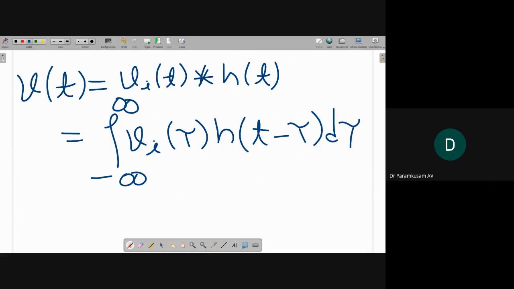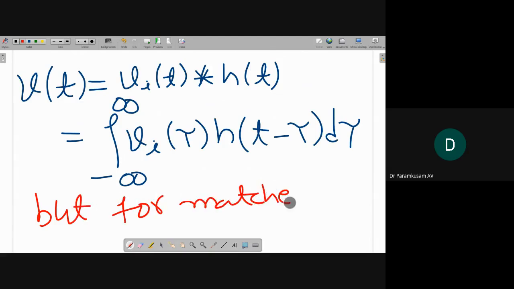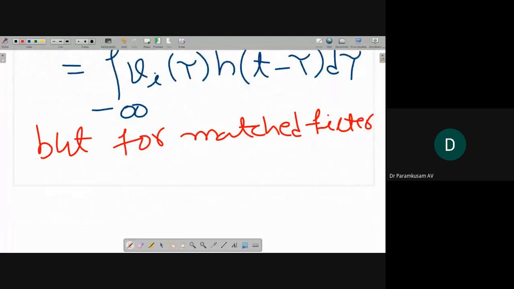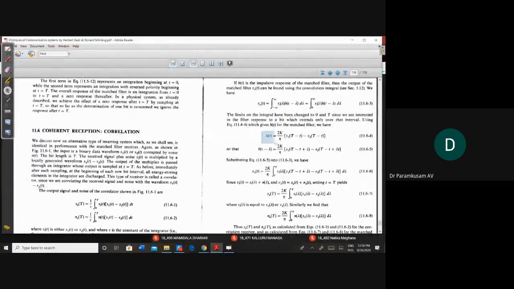Vi of tau into h of t minus tau d tau. But for the matched filter, we have already derived that the unit impulse response is given by this equation, S of T minus t, where S of t is equal to S1 of t minus S2 of t. Then this is the unit impulse response of the matched filter.